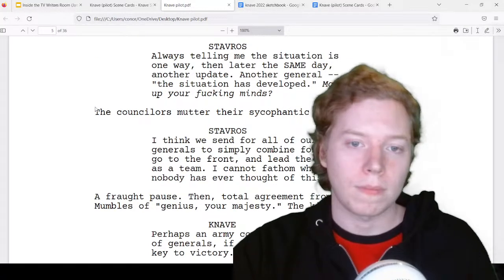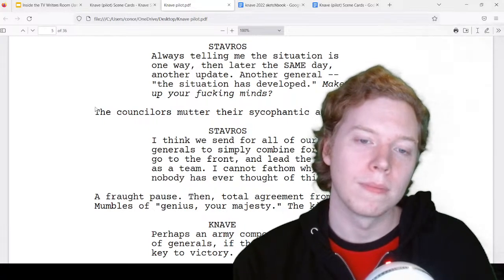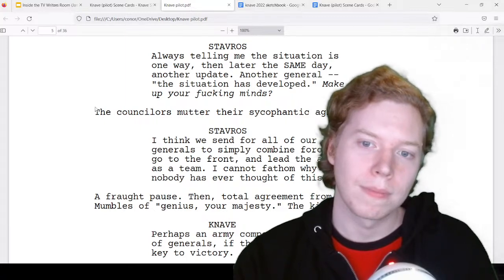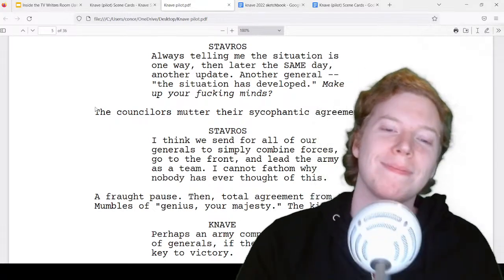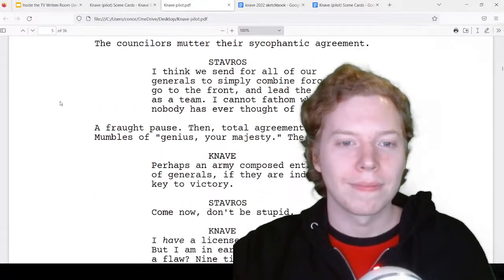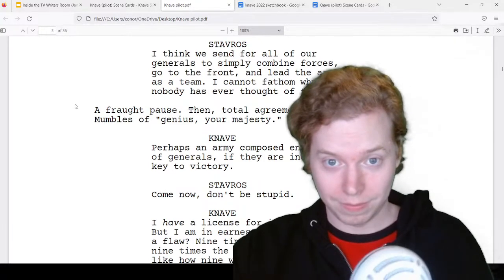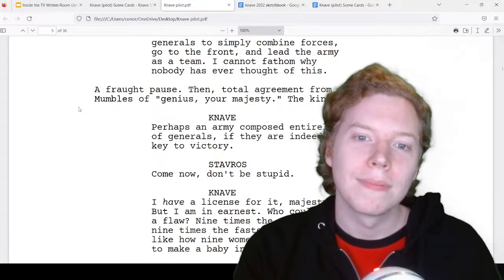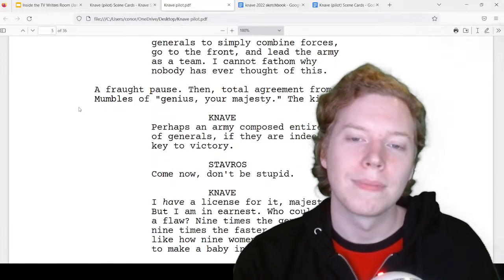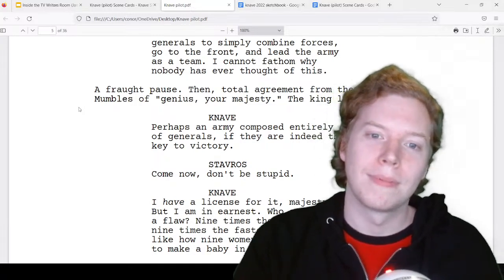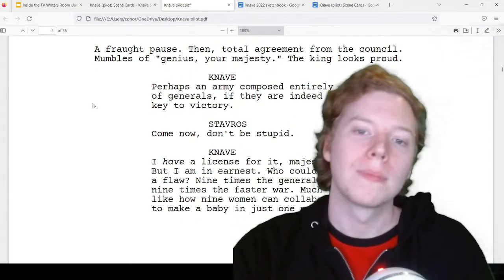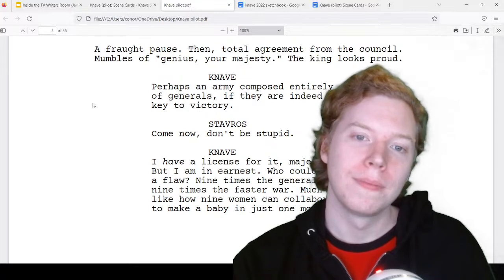Always telling me the situation is one way, and then later the same day, another update, another general. The situation has developed. Make up your fucking minds. Councilors mutter their sycophantic agreement. I sent for all of our generals to simply combine forces, go to the front, and lead the army as a team. I cannot fathom why nobody has ever thought of this. A fraught pause. Then, total agreement from the council. Mumbles of genius, your majesty.